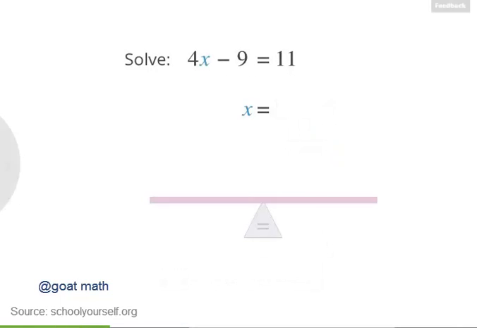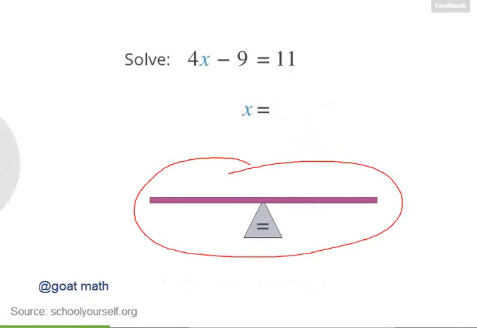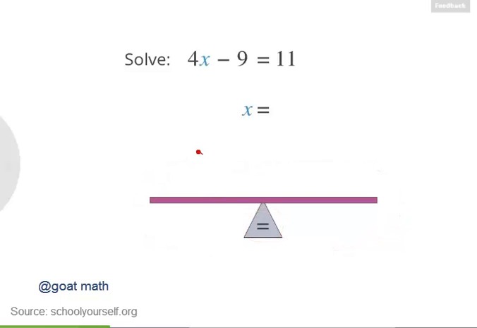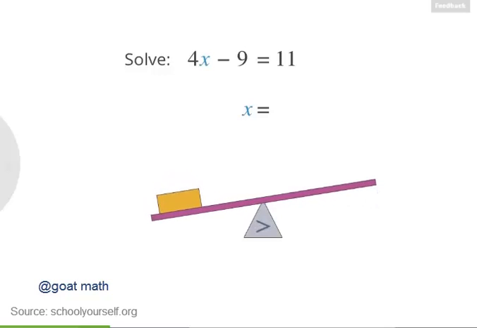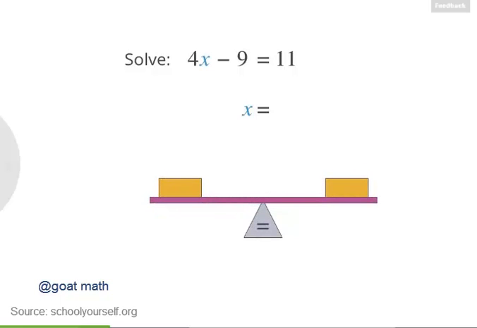Nicely done. So you can think of an equation as a balanced scale. The equal sign means you have the same amount on one side as the other. If one side is bigger than the other, then it's no longer an equation. It's an inequality, and you use the greater than or less than symbols. So let's balance things out and return to an equation.